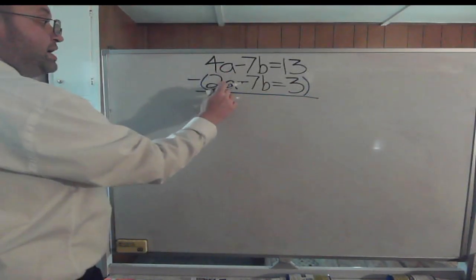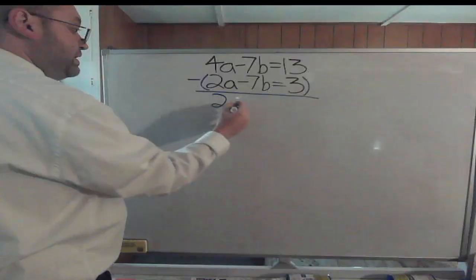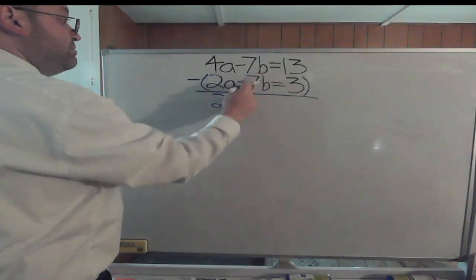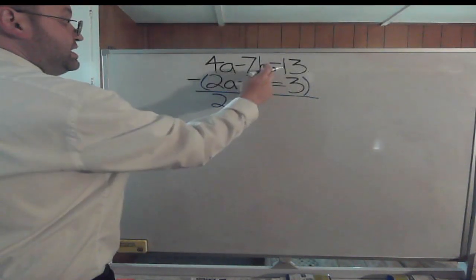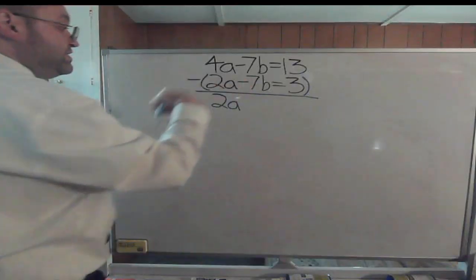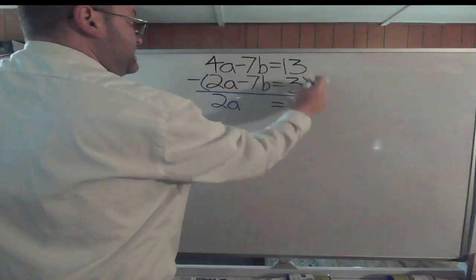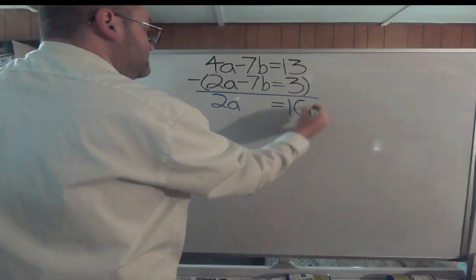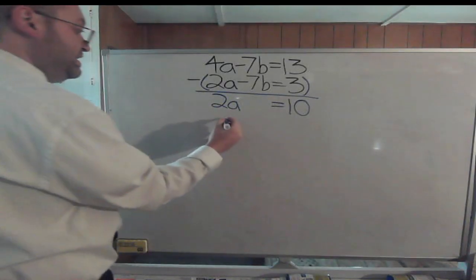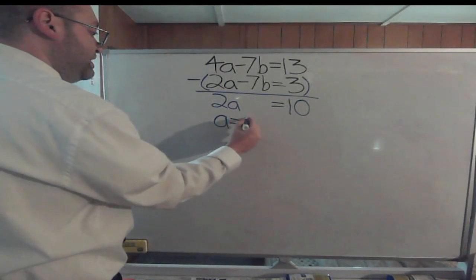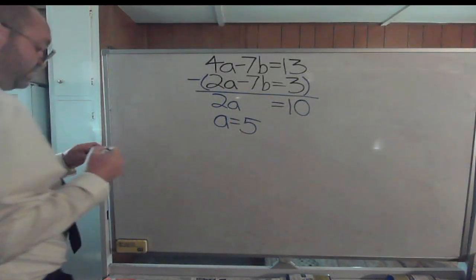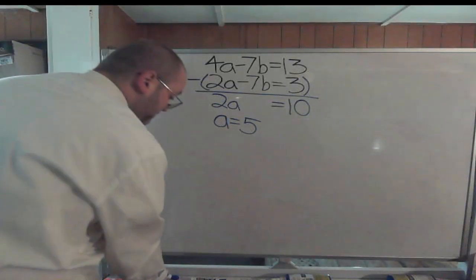So 4a minus 2a, well that's 2a. Negative 7 minus negative 7, well that turns into negative 7 plus 7, that'll give you 0. Then 13 minus 3 is 10. So now you're left with 2a equals 10, that means a equals 5. So the a coordinate for the solution is 5.